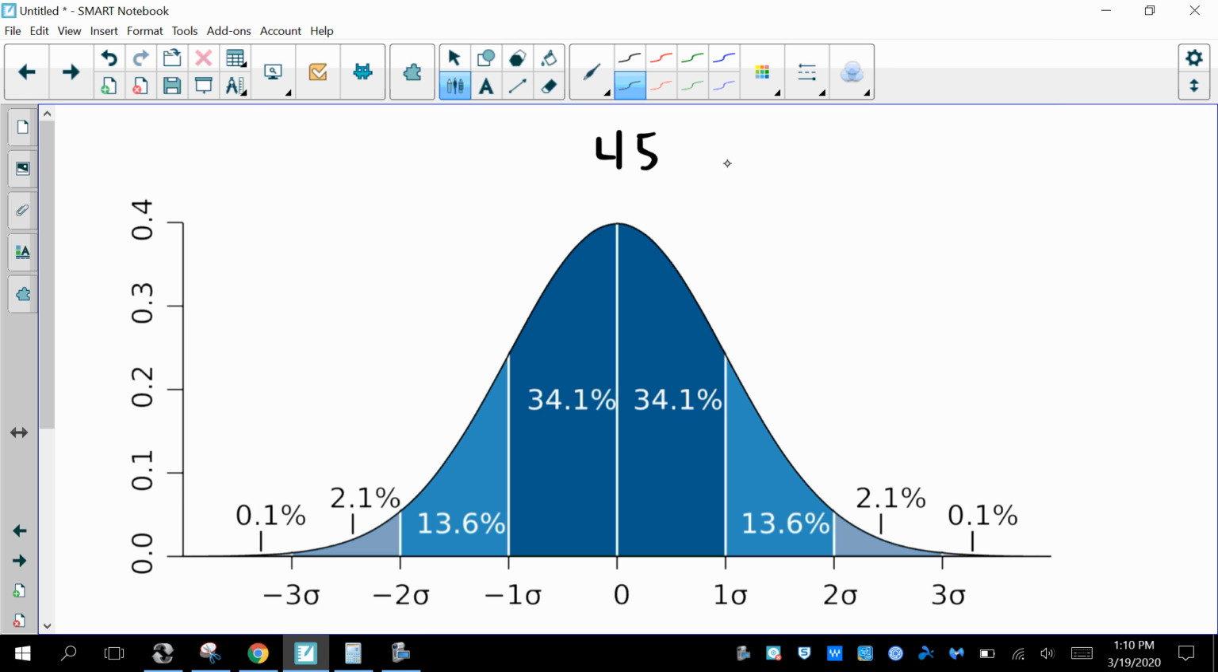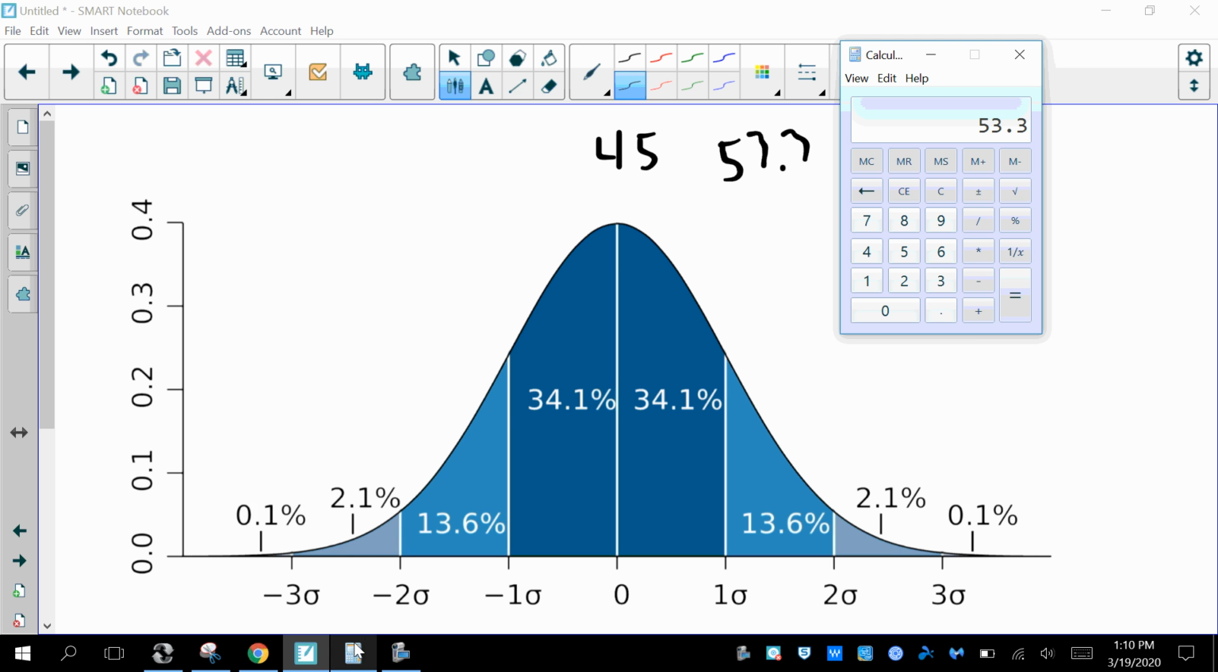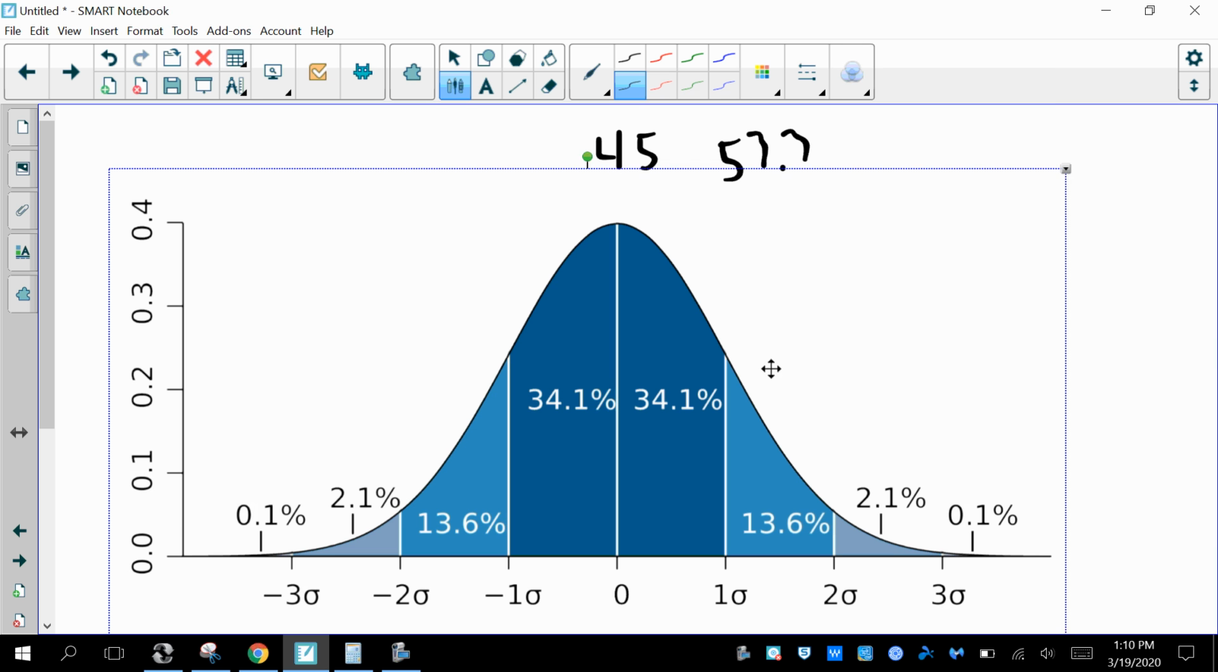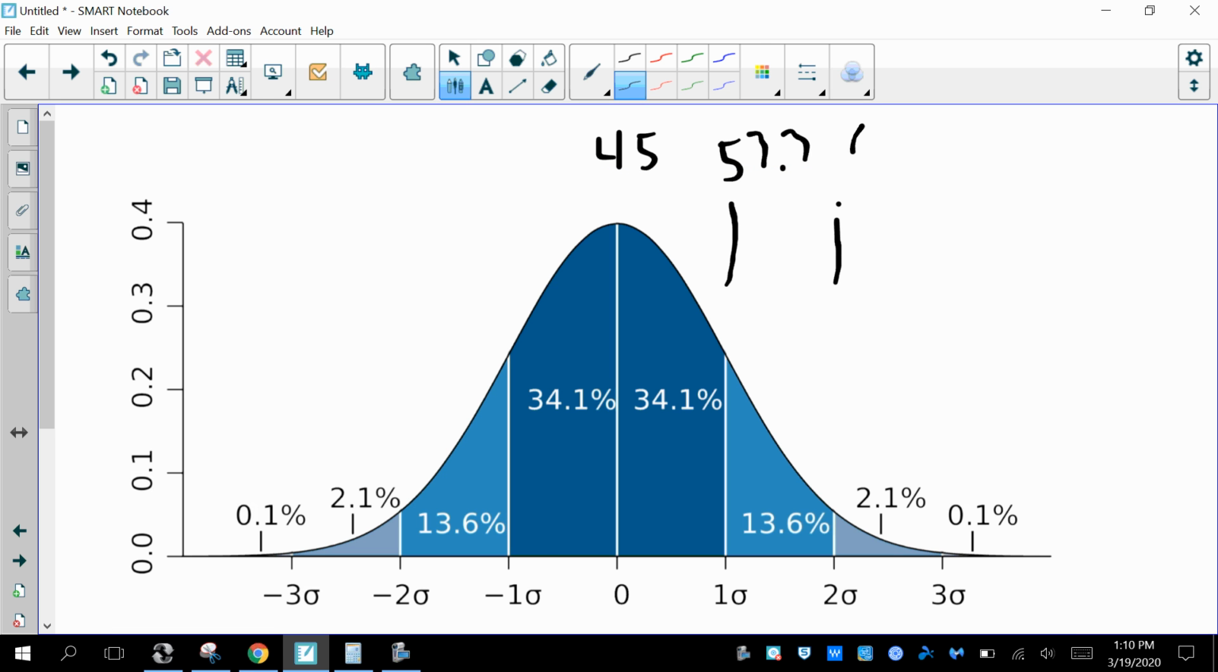So this next one up here will be 53.3. So one standard deviation is going to be 53.3. Going up again, another 8.3, you will get 61.6. Sorry about the marker. It's not the best tool. Okay, and my third standard deviation will be another 8.3. So you get 61.6 plus 8.3 is going to be 69.9.